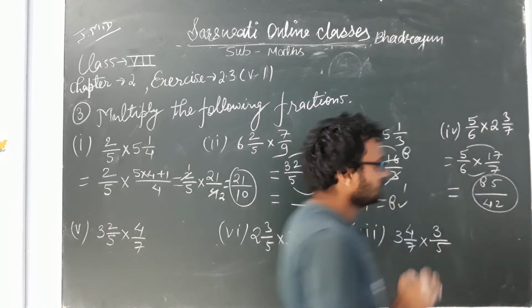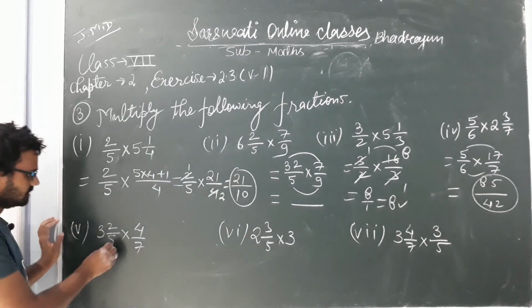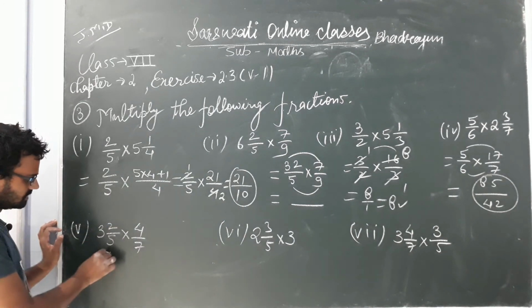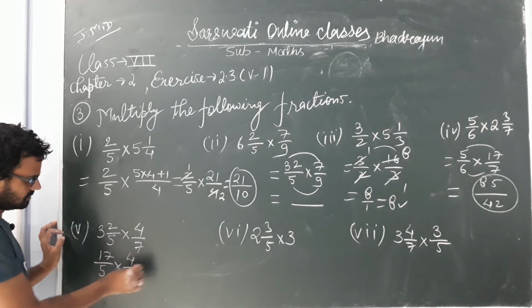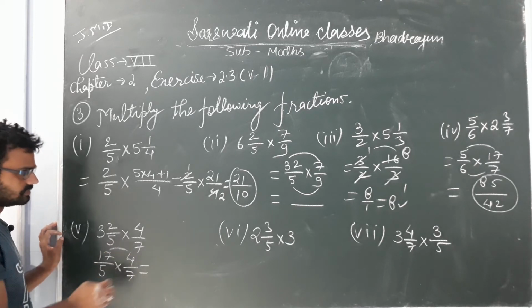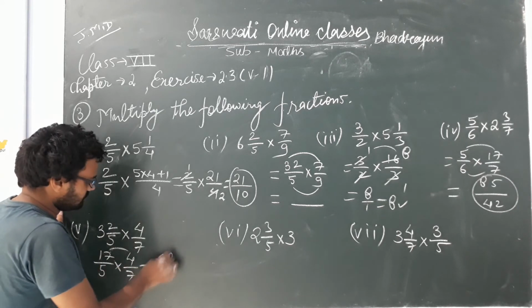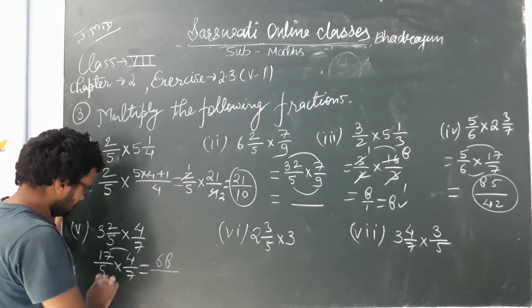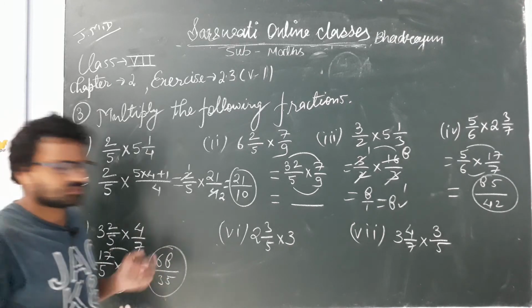Okay, next one is our part 5th. What is our part 5th? 5 3s are 15, 15 plus 2 is 17 upon 5 multiplied with 4 upon 7. Okay, now 17 into 4, 17 4s are 68 and upon 5 7s are 35. This is our answer. Okay, I hope there will be no problem up to here.